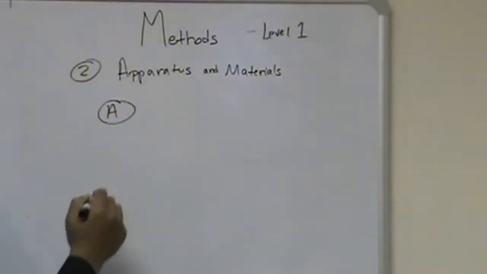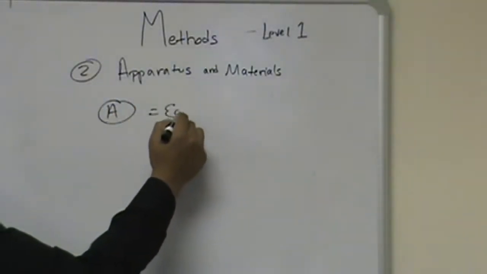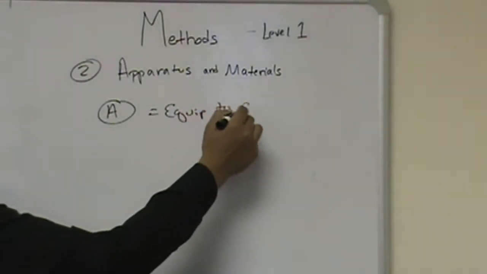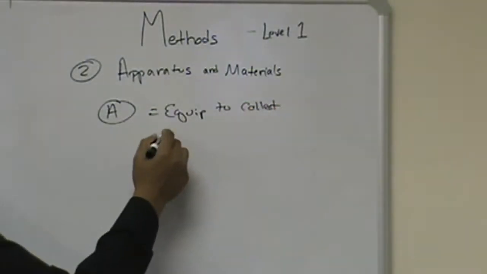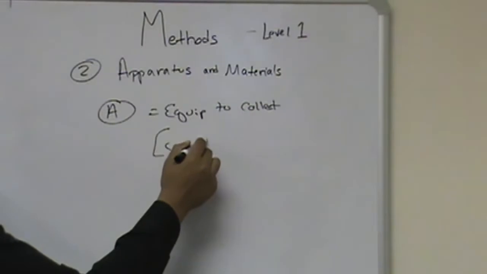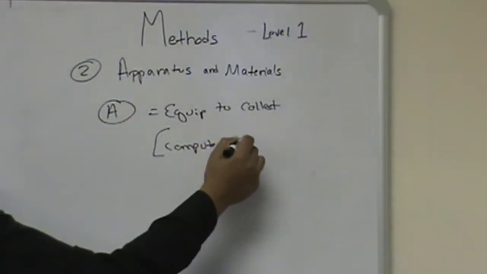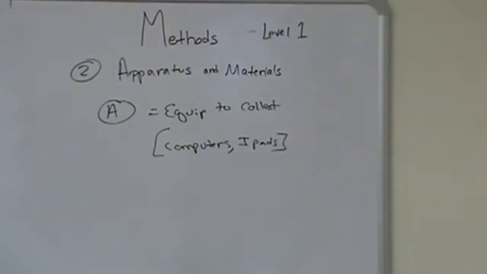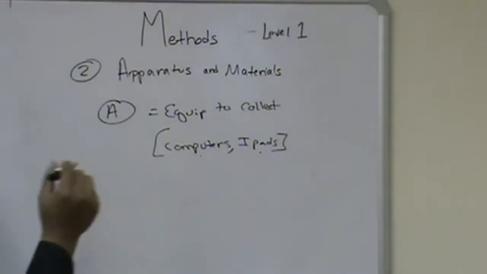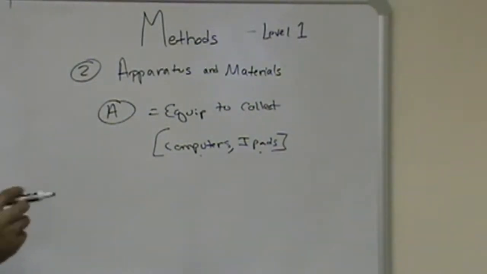Let's learn that now. Apparatus refers to the equipment to collect data. What do I mean by that? Well, did you have computers, and if so, what were they? Did you have iPads, and so forth? So remember I said earlier that this needs to be detailed enough so that I know exactly what kind of computers you used and exactly what kind of iPads you used so that I can replicate it. So it's not enough just to say, oh, the students sat in front of computers and they did something, blah, blah, blah. That isn't enough.